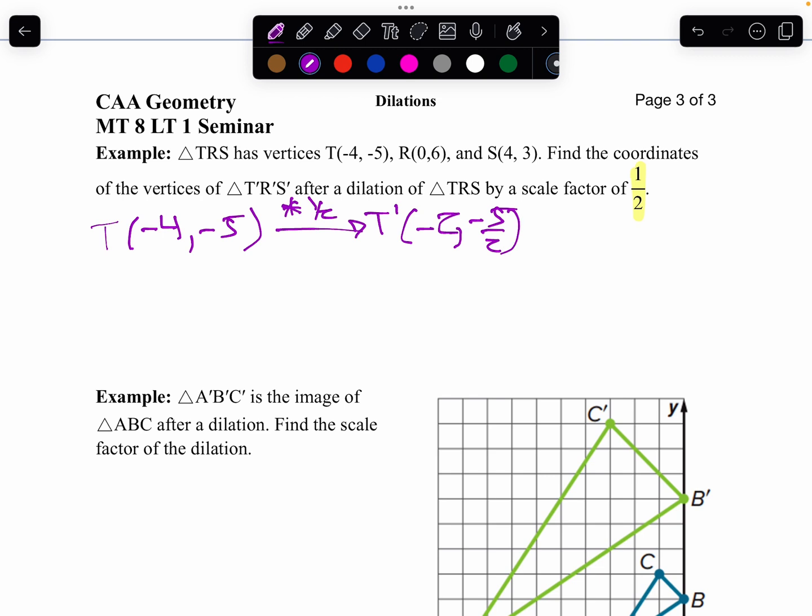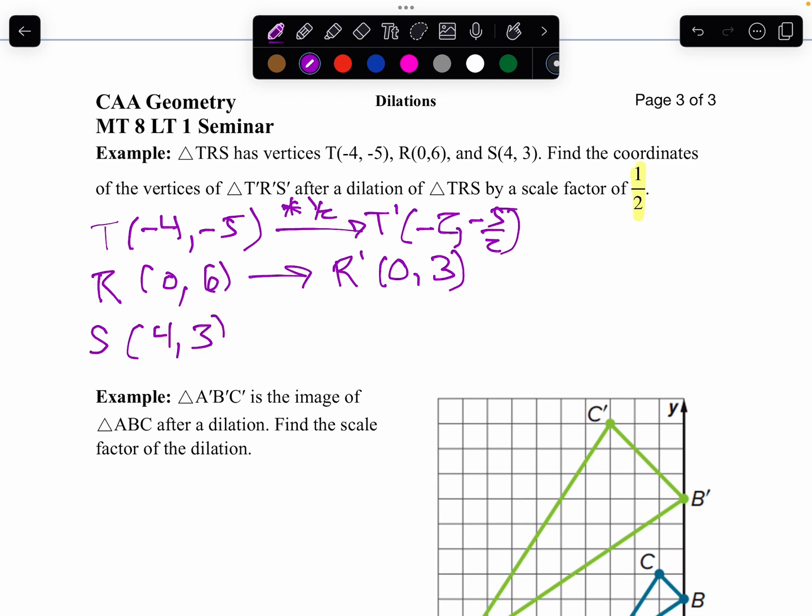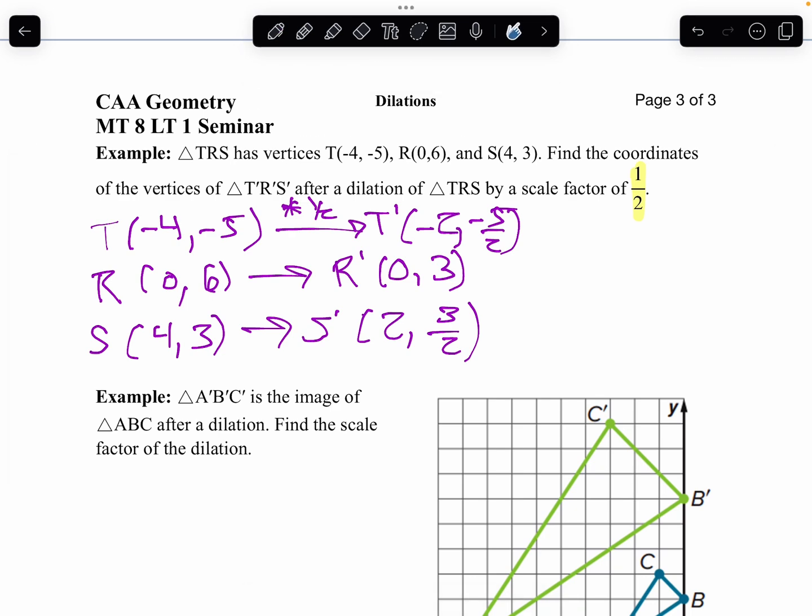I'll do the same thing when I do r. R is at 0 and 6. So if I multiply that by 1/2, r primed is going to be at 0 and 3. And then finally, we'll do the same thing for s. S is at 4, 3. So s primed is going to be half of 4, which is 2, and half of 3, which I'll say 3 over 2. You could say 1.5. You could have said -2.5 for t primed. It's fine to be a decimal.